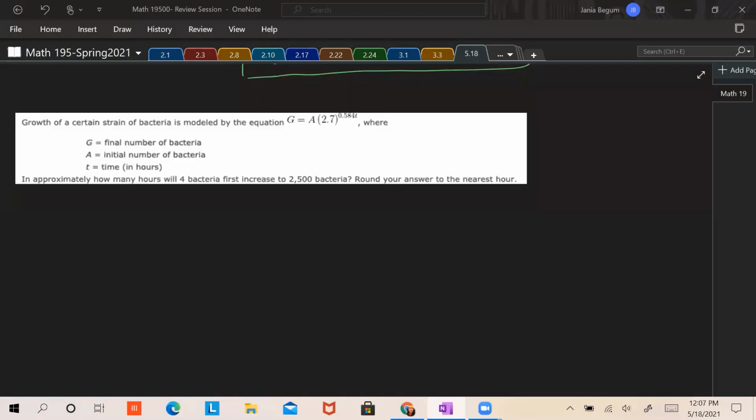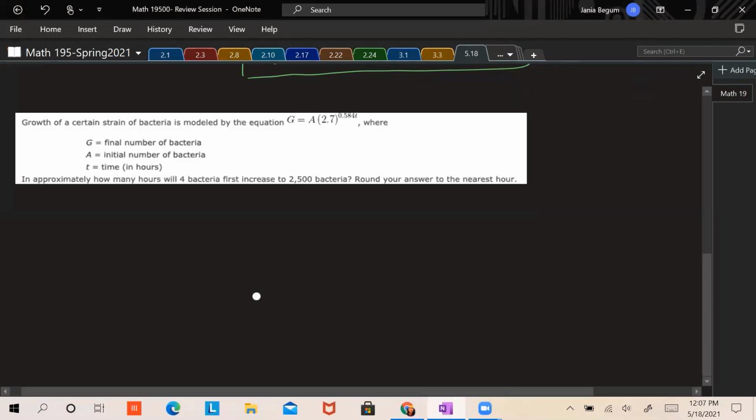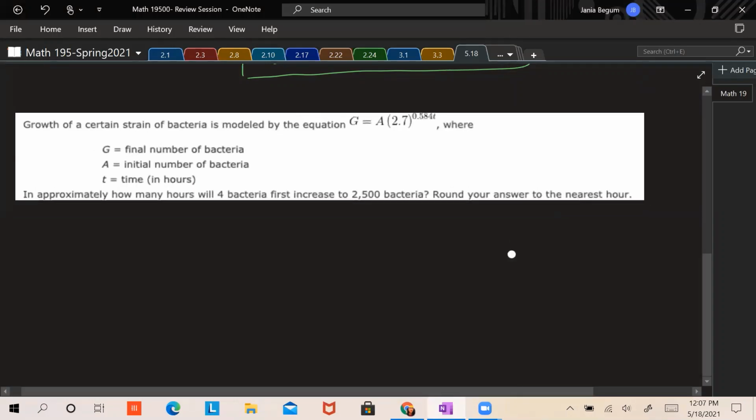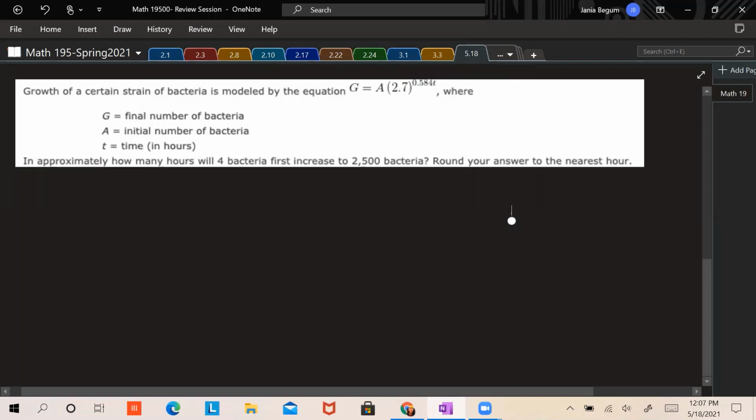Okay, so for this problem, the good thing is we already have the model, so you don't have to come up with the model. Usually the one we did in class, we would come up with the model and then figure out what we're asked to find. But here we have a model, so we're going to use it and then try to find what we're looking for. So growth of a certain strain of bacteria is modeled by this equation.